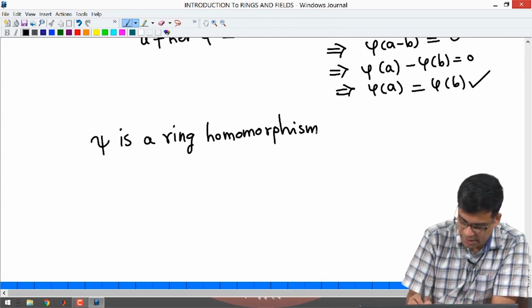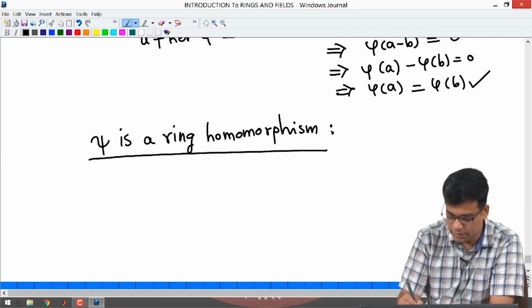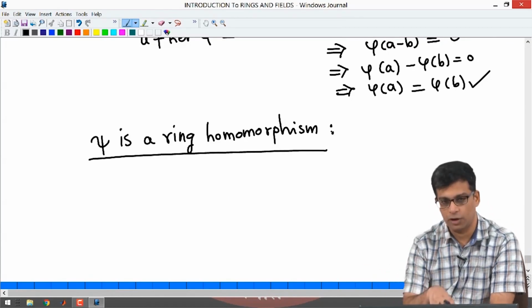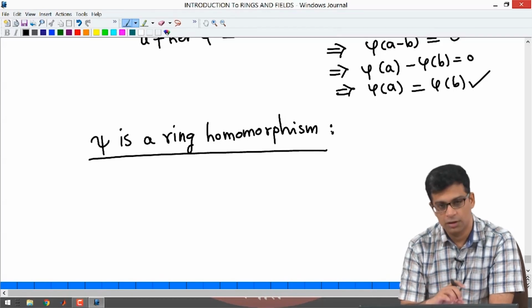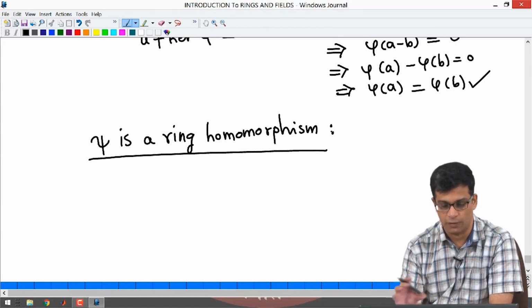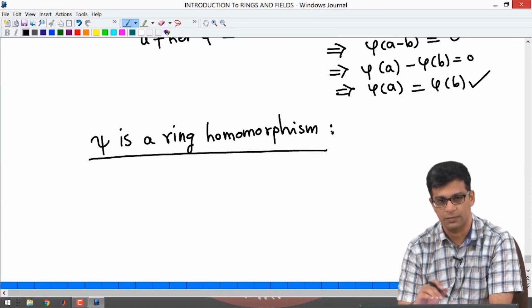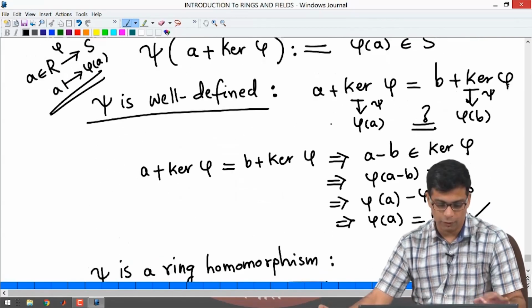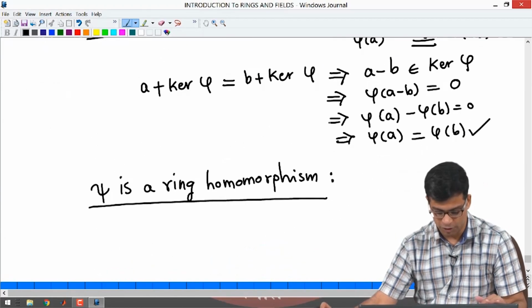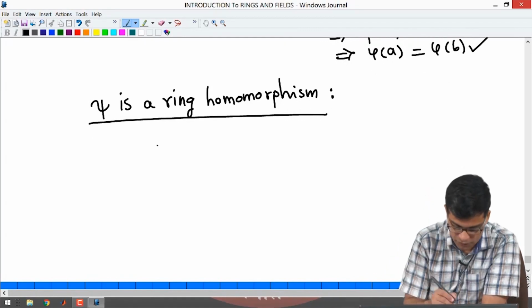Remember our strategy. I want to show two rings are isomorphic, namely R mod kernel phi is isomorphic to S. What is our strategy? We will start by defining a function from one ring to the other, then check that it is a ring homomorphism, then check that it is 1-1, and then check that it is onto. We have already checked that we have a well defined function. Now, let us check that it is a ring homomorphism.